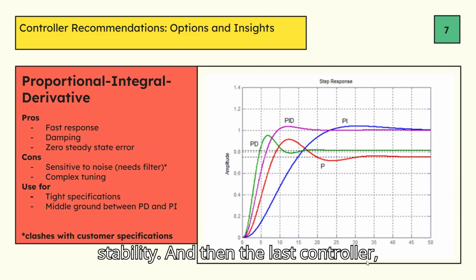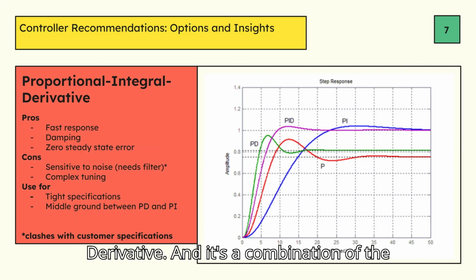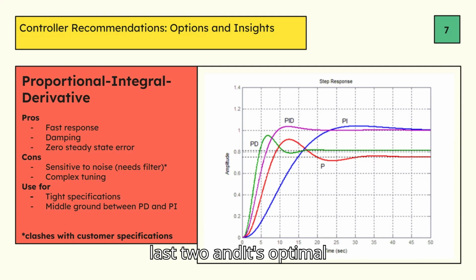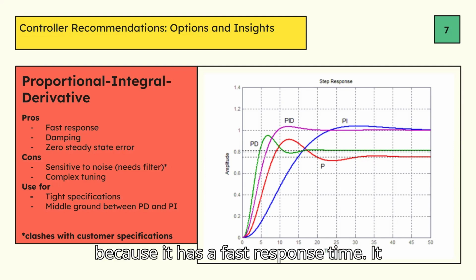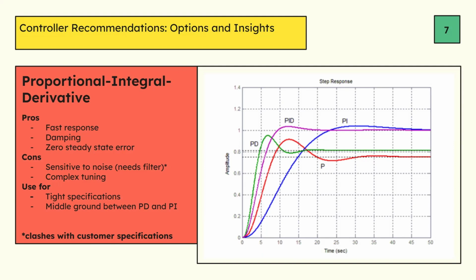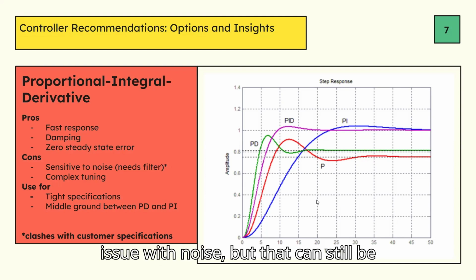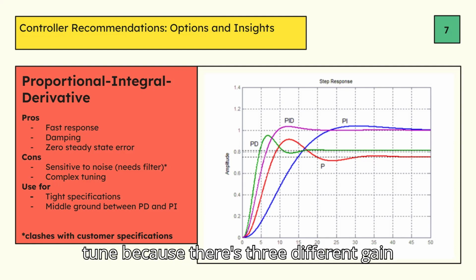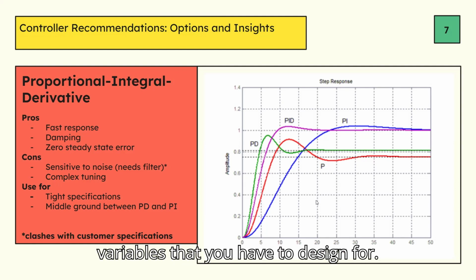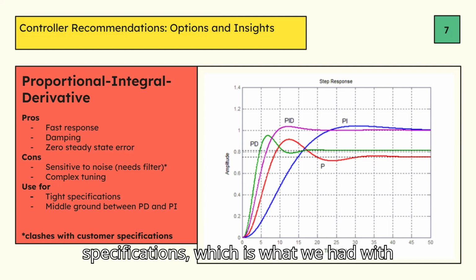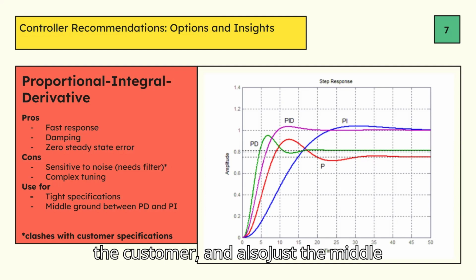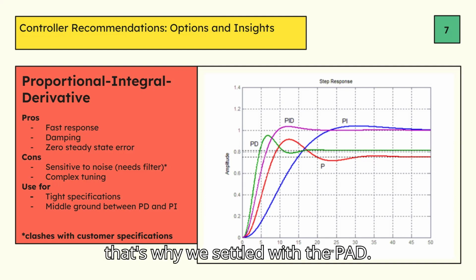And then the last controller, which we settled on, was the PID controller, proportional integral derivative. It's a combination of the last two, and it's optimal because it has a fast response time. It still has the damping from the derivative controller, and it still reaches the zero steady state error. It still has the issue with noise, but that can still be fixed with the low pass filter. And the biggest con is that it's just complex to tune because there are three different gain variables that you have to design for. This is best to use for tight specifications, which is what we had with the customer, and also just a middle ground, which is what we also had. And that's why we settled with the PID.